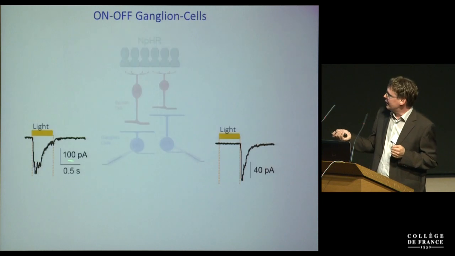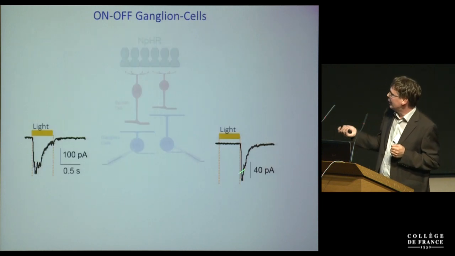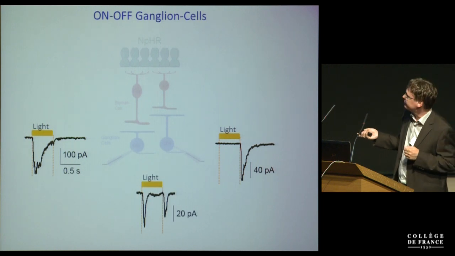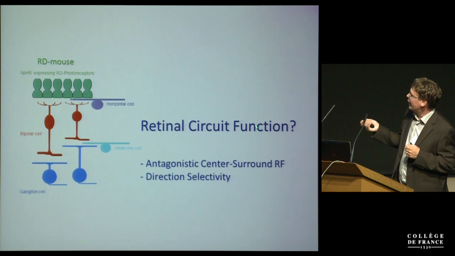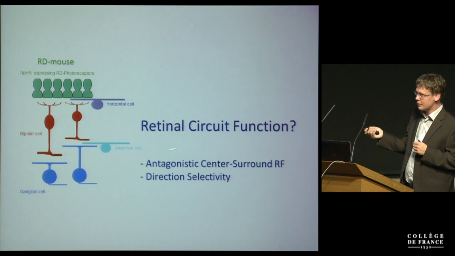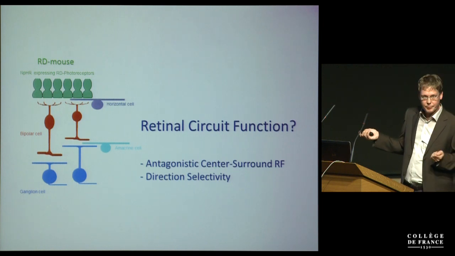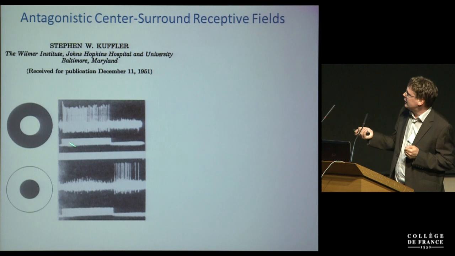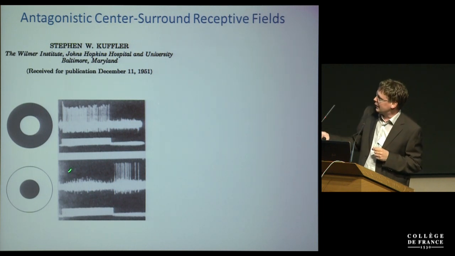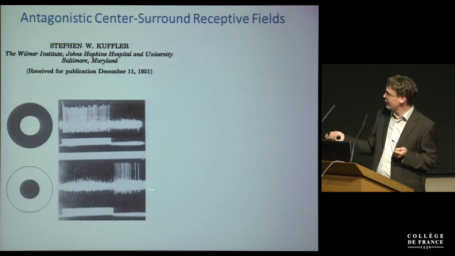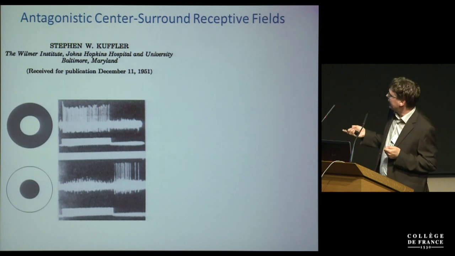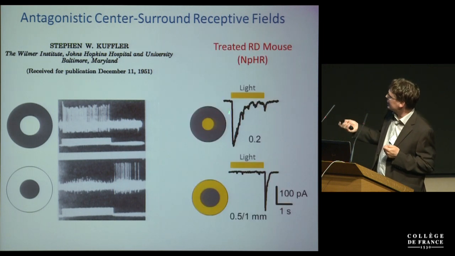So this shows that we have responses from the on cells, from the off cells, and from bistratified cells, the on-off responses. And what about more sophisticated circuit function like antagonistic center surround receptive fields or direction selectivity? So this is a famous recording from Stephen Kuffler from the 50s, where you see an on center off surround cell, and we wanted to know, can this be restored by targeting these cones? And this is what you see here.